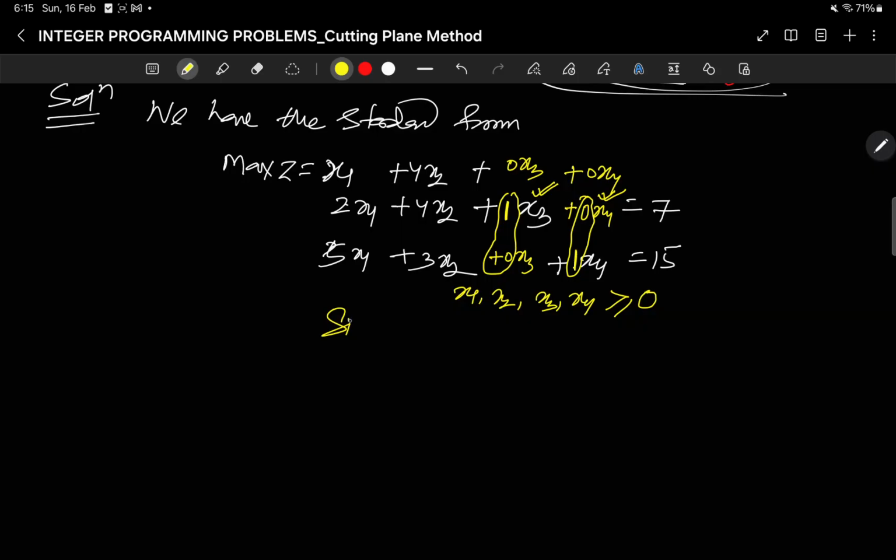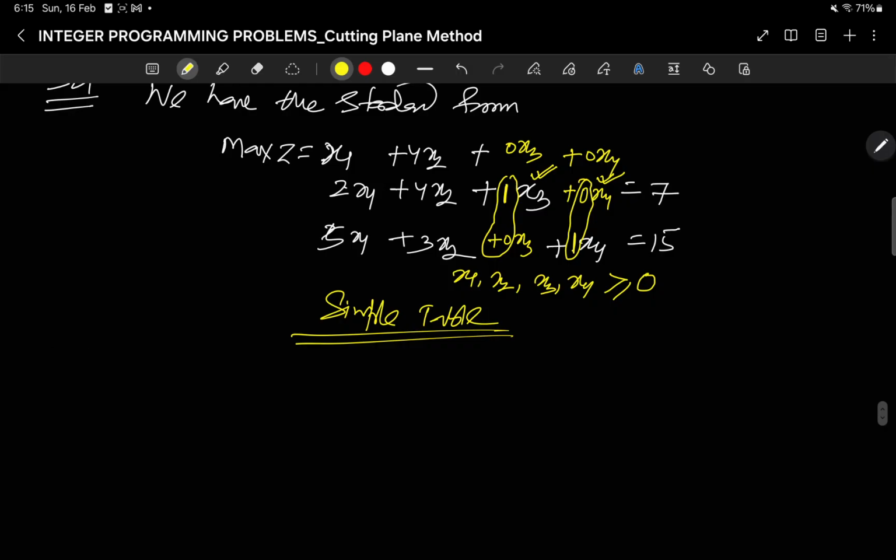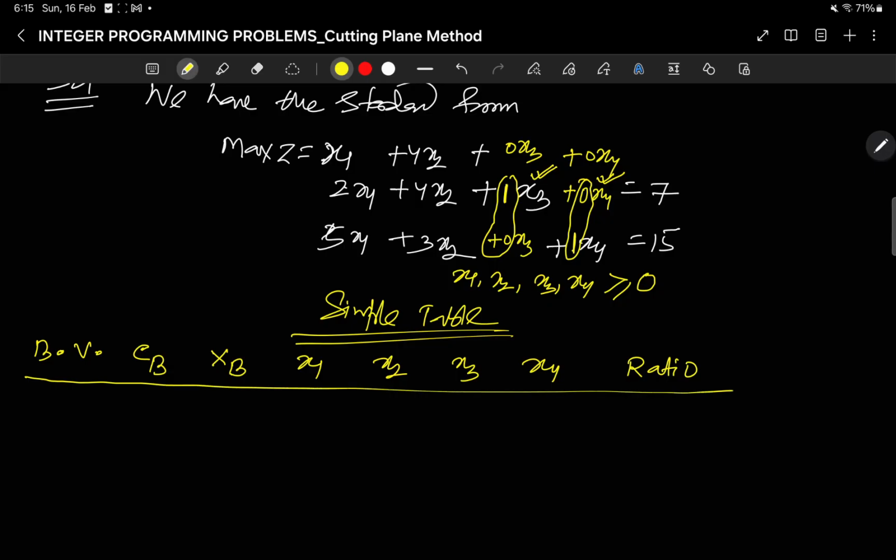We have the simplex table now. In the simplex table, you see it carefully. We have the basic variable, then the coefficient of the basic variable, then we have the solution. I write it xb, and the variables as given x1, x2, x3, x4, and this will take part in the ratio, the minimum ratio, to find a leaving variable.